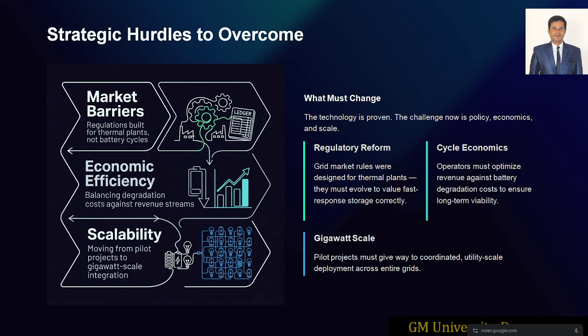So that's why efficiency has gone down, and revenue is also not getting generated, right? So that is what you have to think about the economic efficiency also, right? And also the scalabilities.